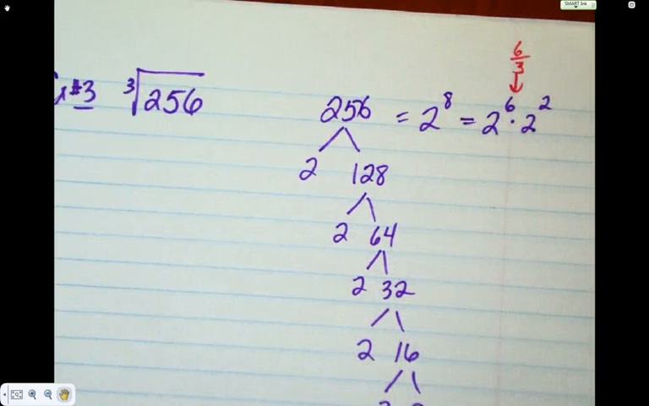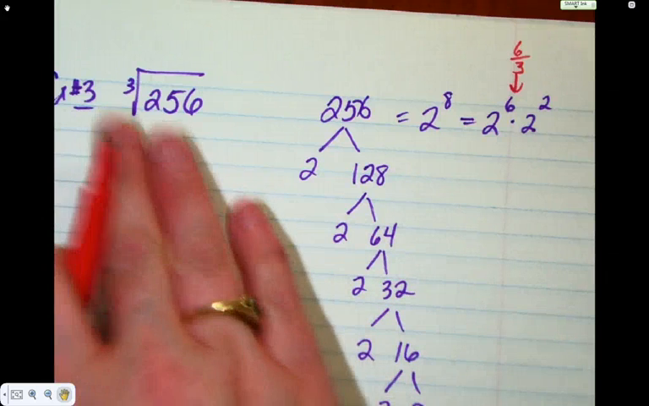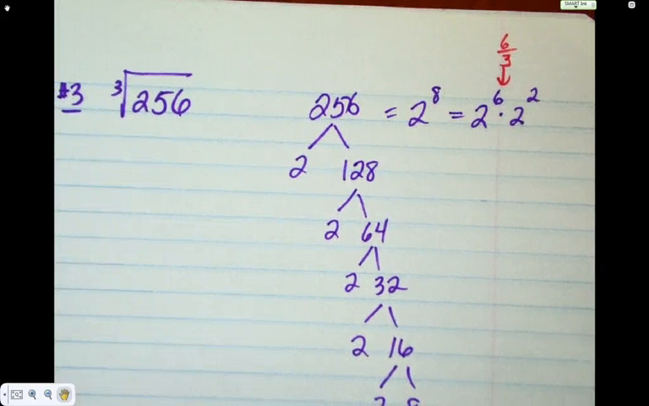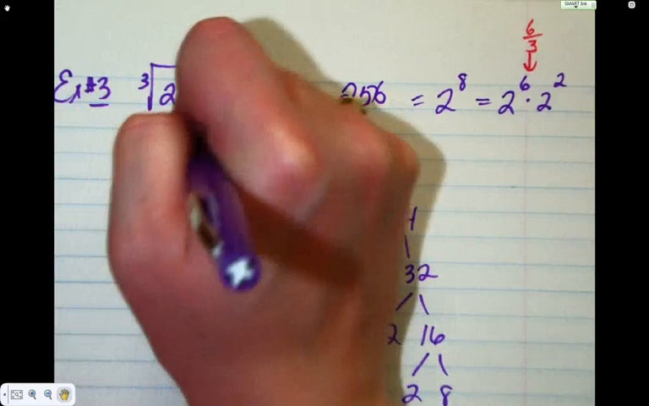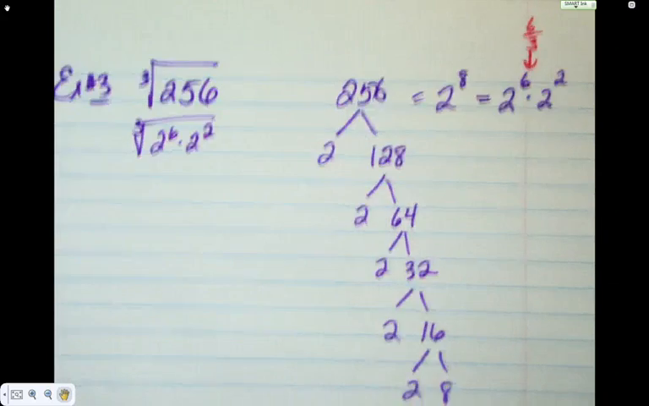And why do I care that 6 is divisible by 3? Because it's a cube root. Okay? Last time I didn't care because it was a square root, so I just cared about even numbers. Now I care what's divisible by 3. Okay, so I'm going to say this is the cube root of 2 to the 6 times the leftover, which is 2 to the 2.